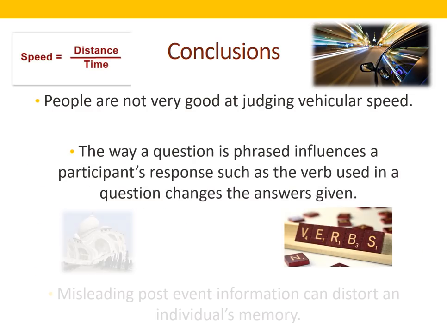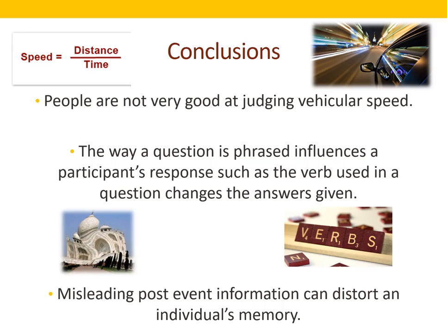Okay, so a few conclusions. So firstly, people are not very good at judging vehicular speed. So overall, people weren't very accurate when it comes to estimating speeds. The way that a question is phrased can influence a participant's response, such as the verb used, changing the answers given. So that's linking to your response bias. So I might be able to change the things that you say, because if you're not sure and I use a particular verb, you might give me a particular answer.